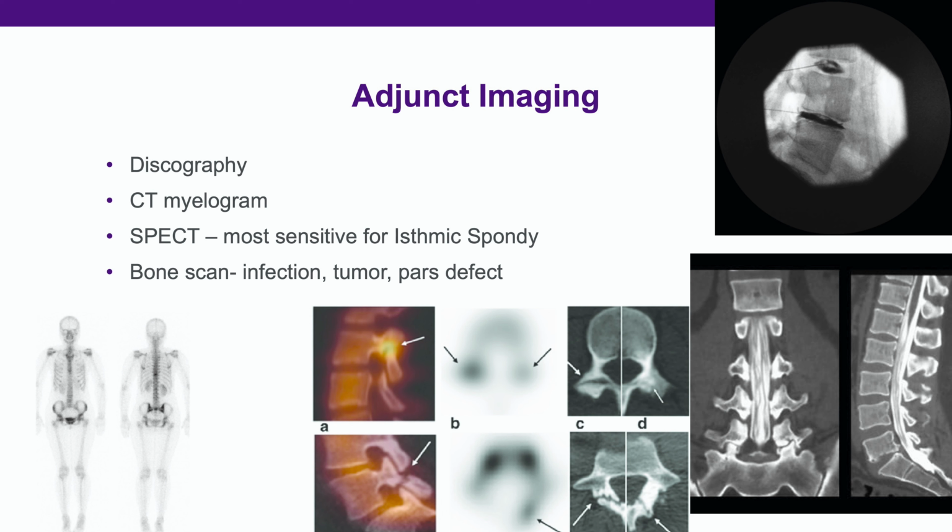On the lower part, we see a SPECT CT, which is a CT superimposed with a bone scan, which helps us show signs of spondylolisthesis or infection or tumor.